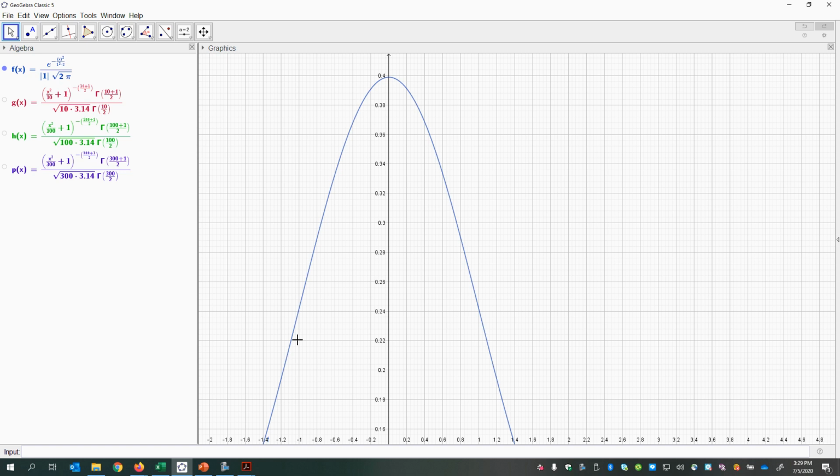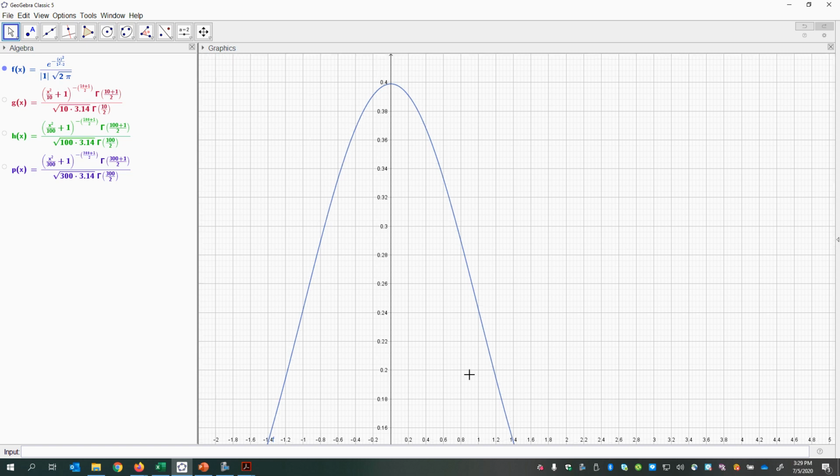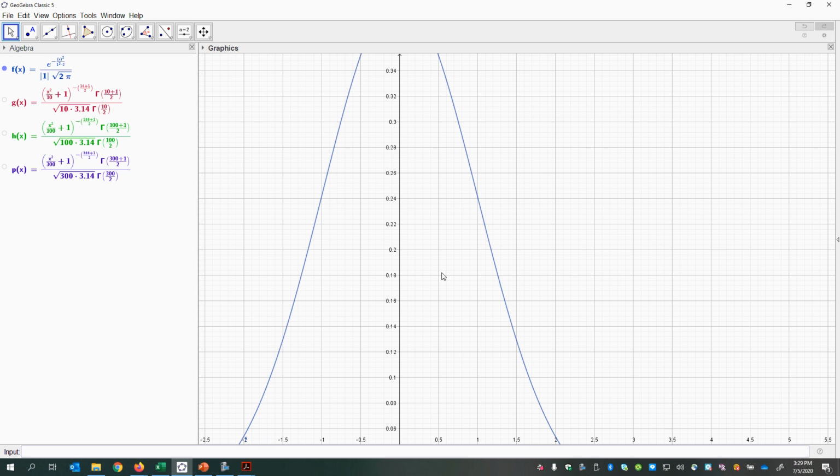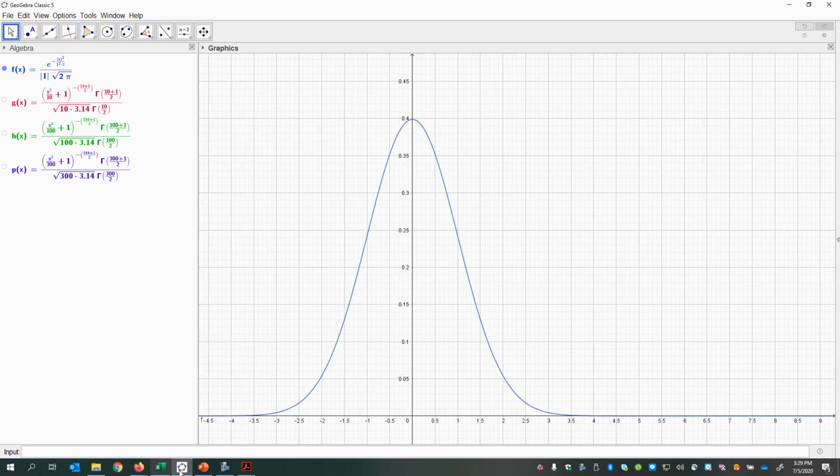I'm going to use GeoGebra to show you the different distributions. The first one I have up here already is the standard normal distribution. I'm going to zoom out a bit. So there you can see the mean is 0, the standard deviation is 1, that's what makes it standard. The bell curve is what makes it normal.